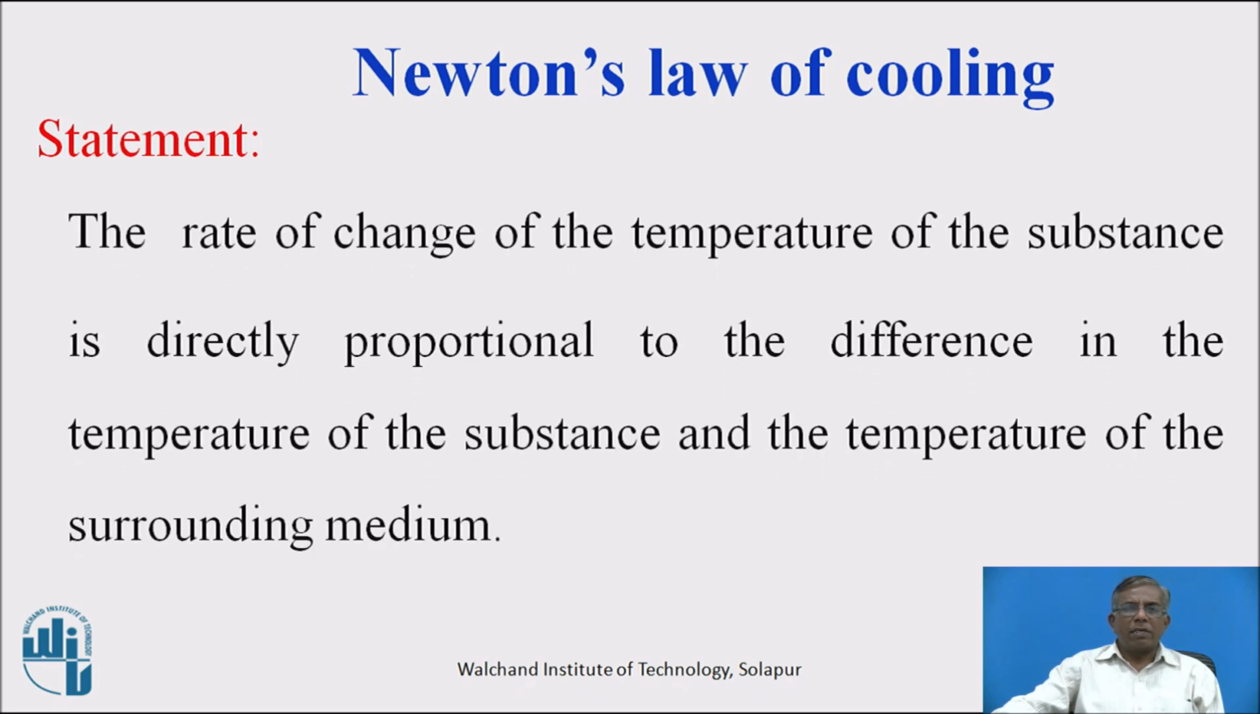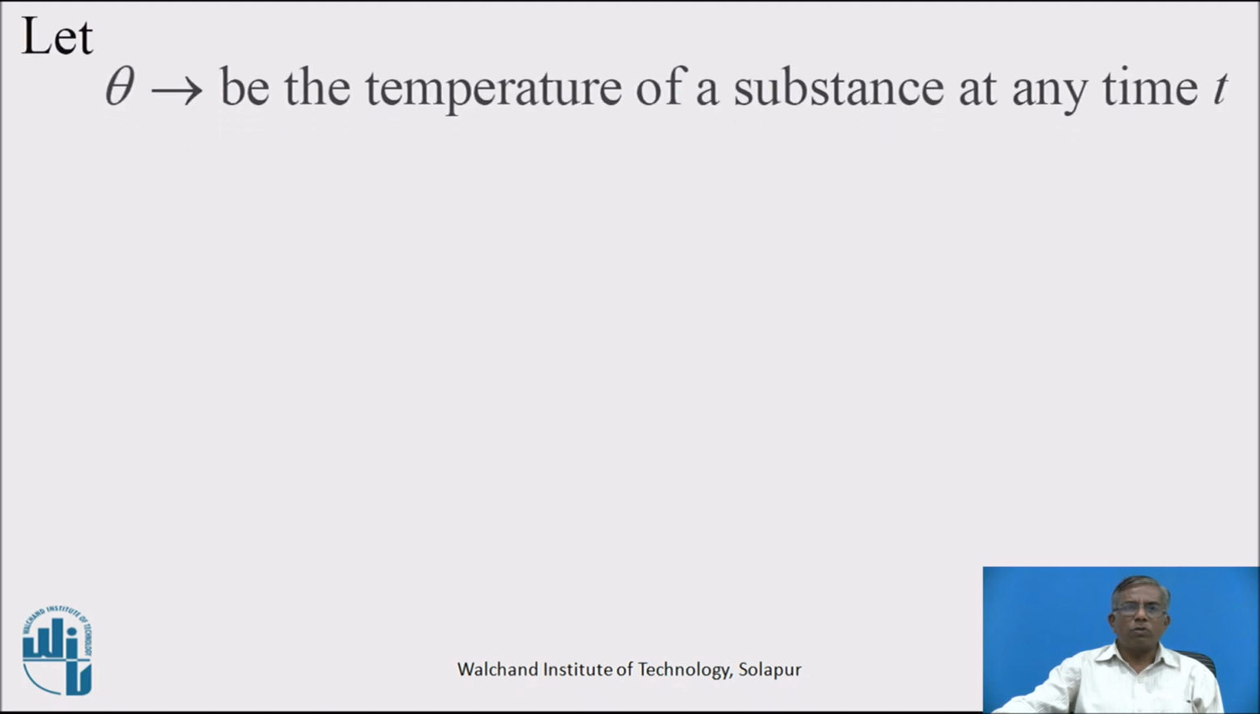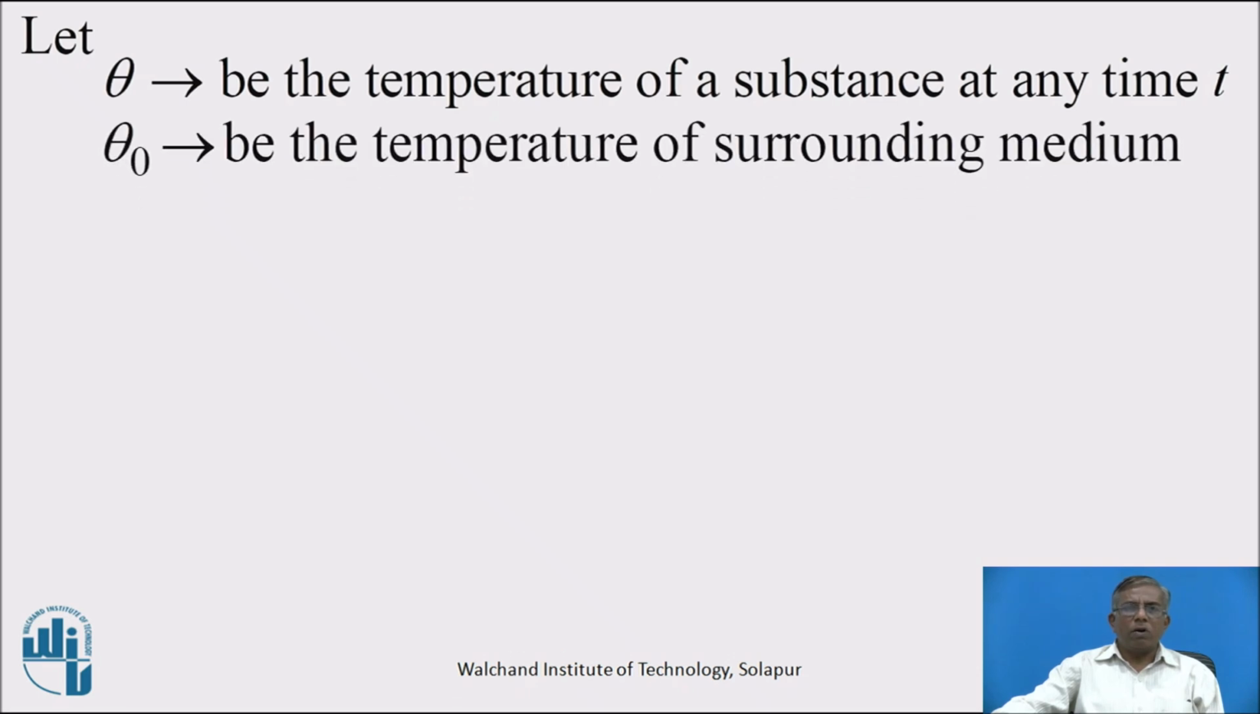It states that the rate of change of temperature of the substance is directly proportional to the difference in the temperature of the substance and the temperature of the surrounding medium. Now this statement can be converted to a mathematical equation. For that, let us suppose theta denotes the temperature of the substance at any time t. Theta naught denotes the temperature of the surrounding medium.